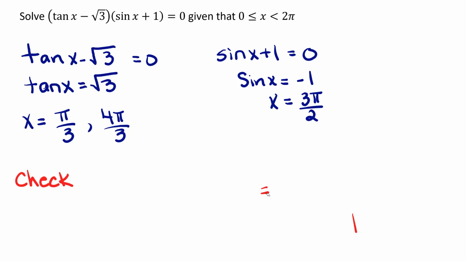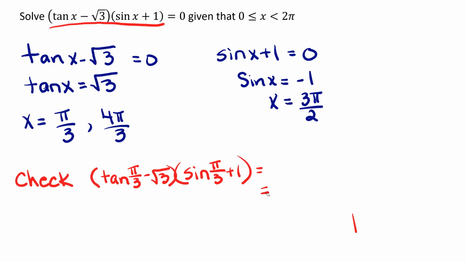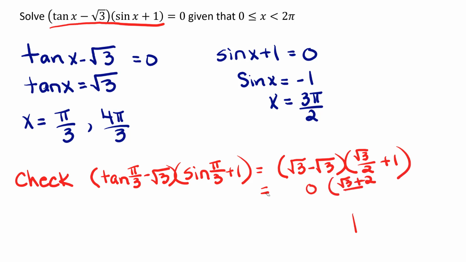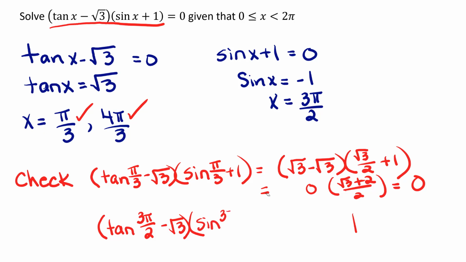So if we check these answers in the original equation, tangent of pi over 3 minus the square root of 3 times sine of pi over 3 plus 1 is equal to the square root of 3 minus the square root of 3 times the square root of 3 over 2 plus 1, and so that is 0. That's fine. If we try both of those, we're going to get the same thing. They both work.